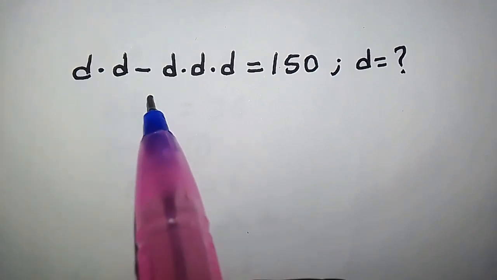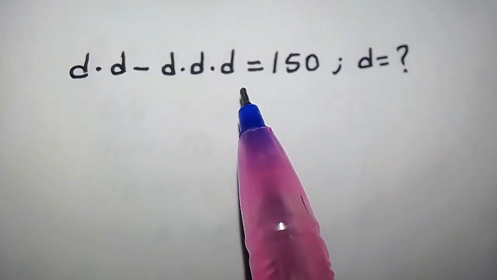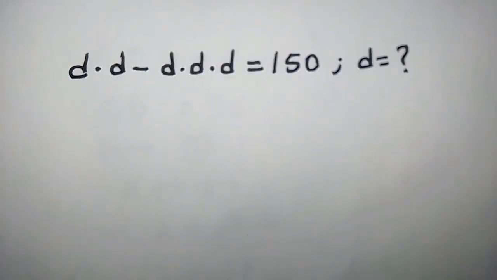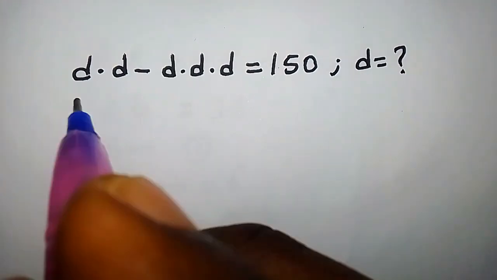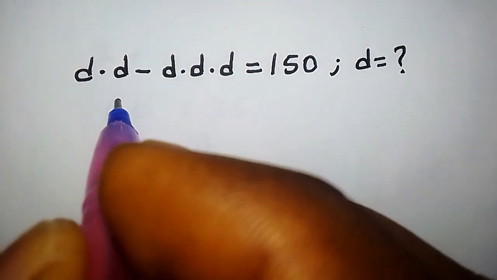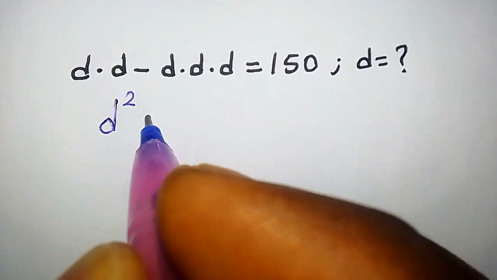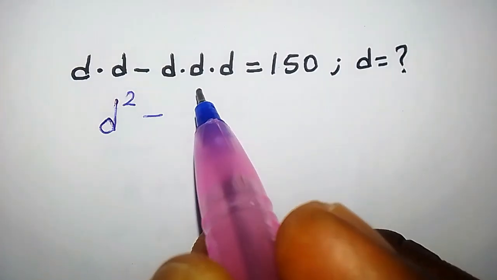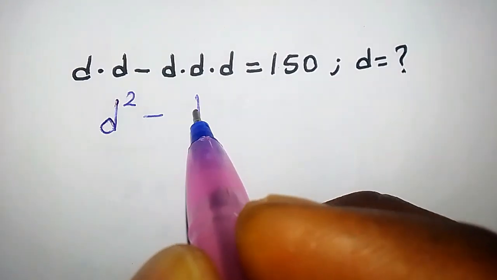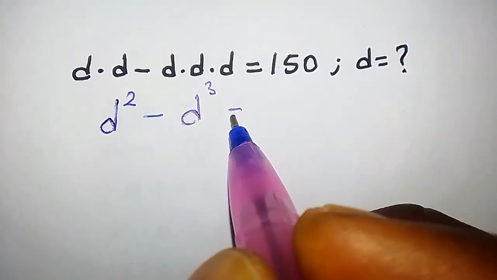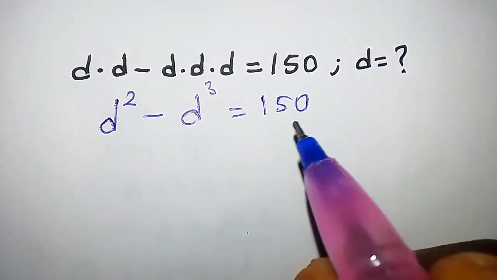d times d minus d times d times d is equal to 150. How do we solve for d? d times d is the same thing as writing d to the power of 2, minus d times d times d, which we can rewrite as d to the power of 3, equal to 150.